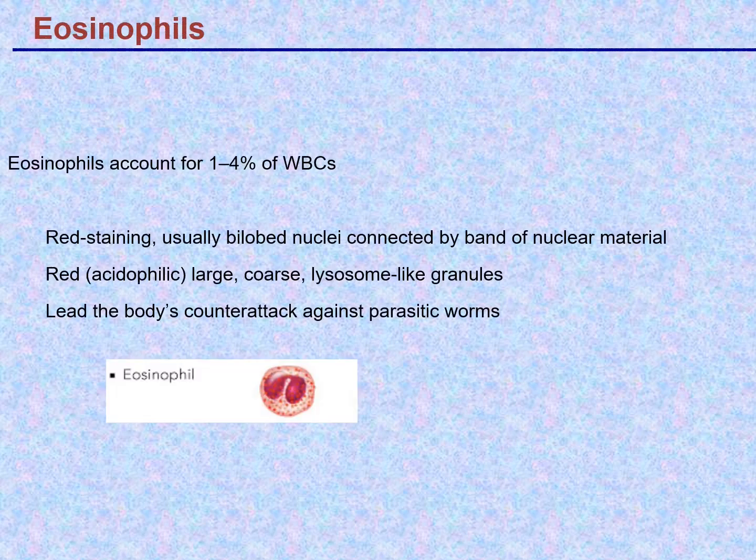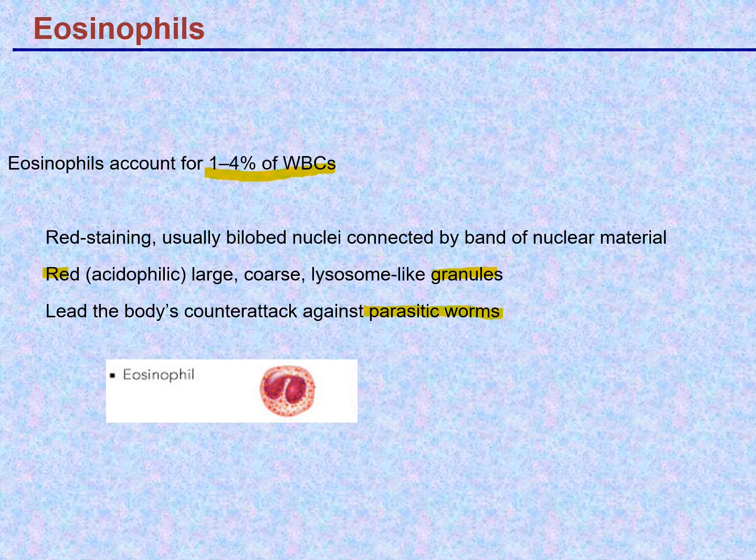The eosinophils, which account for only 1 to 4% of the white blood cells, are red staining in that the granules are red staining, usually a bilobed nucleus, but it can be more lobed, more than 2 lobes. Red granules, as shown here. And the main role of this cell is to respond to parasitic worm infections.